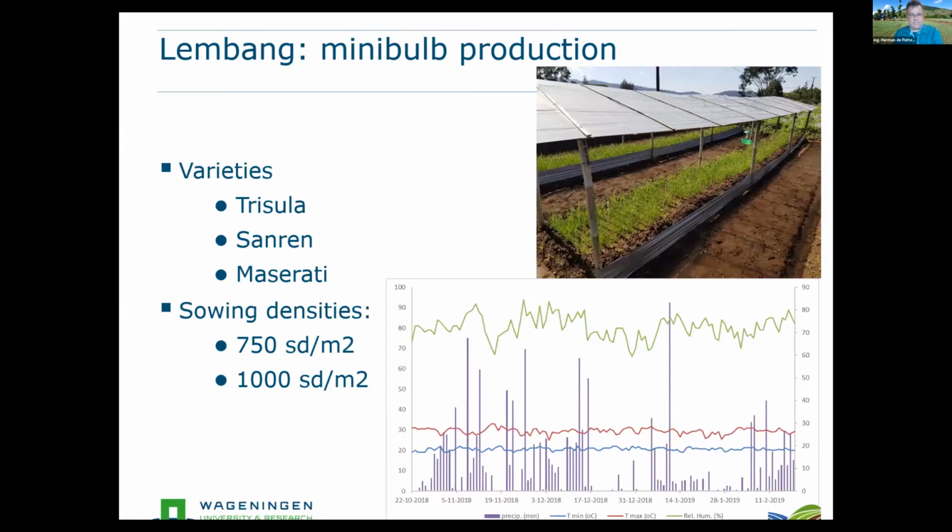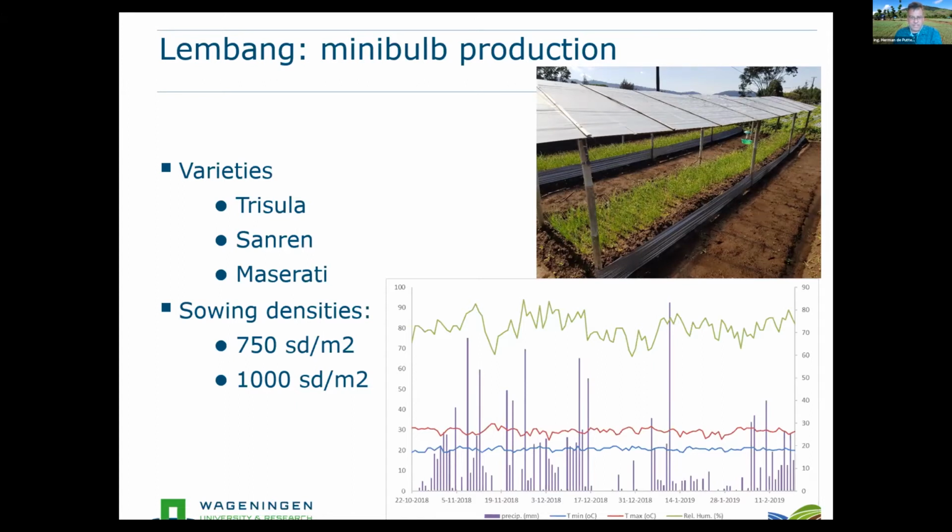We had a similar experiment at Lembang. In the photo you can see the method we used there. They were always covered, so there was always a screen on top of the mini bulbs. There were 3 varieties in this case: Trisula, Sanren and Maserati. Only the sowing densities we differed, so there was no transplanting, only direct sowing with 750 seeds per square meter or 1,000 seeds per square meter.